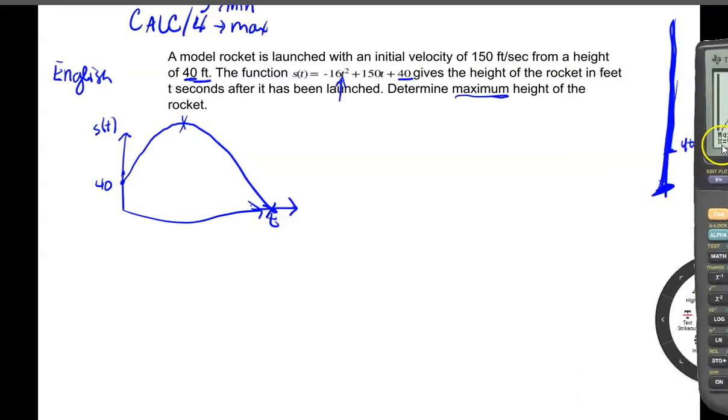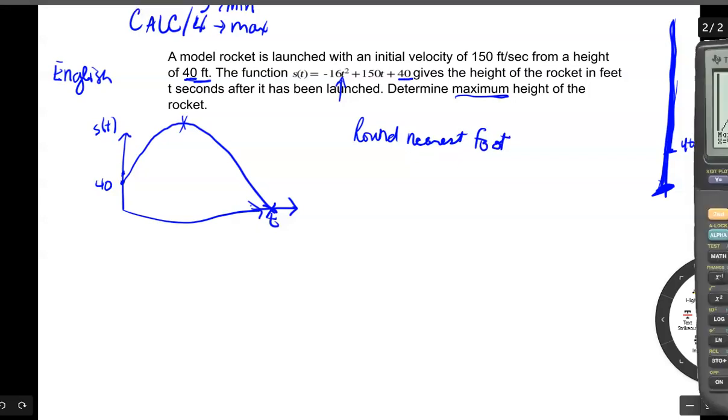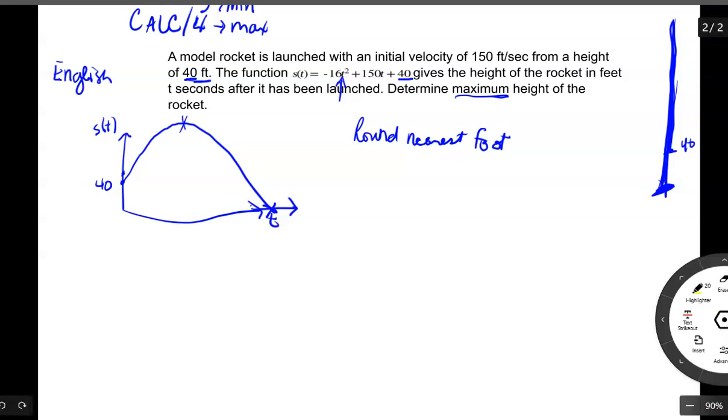Let's remember the x is our t, which is time, and the y is the function, the s of t. So that's our height. What were we asked for? We were asked for the maximum height, so that is our y. I'm just going to say round to the nearest foot. It didn't say, so we'll add that now. And so if we round to the nearest foot, that would be 392.